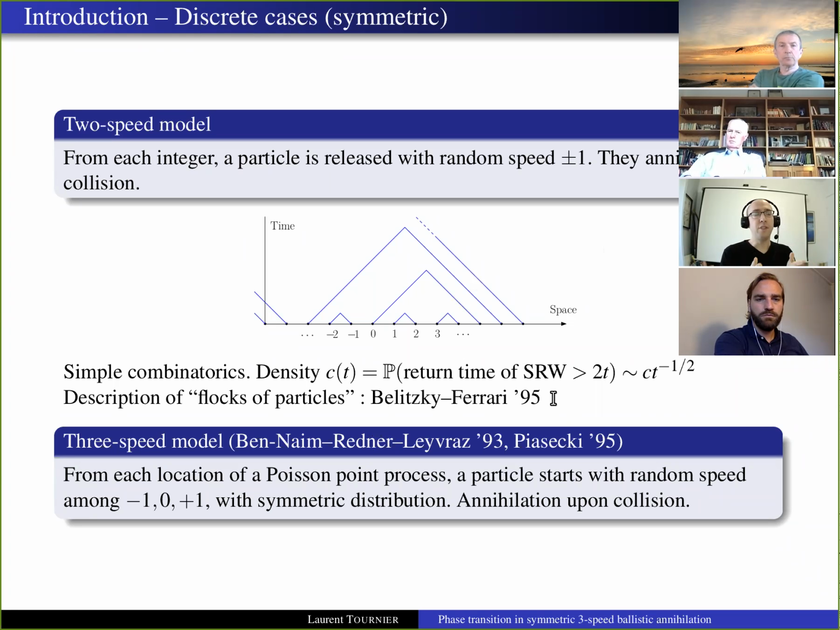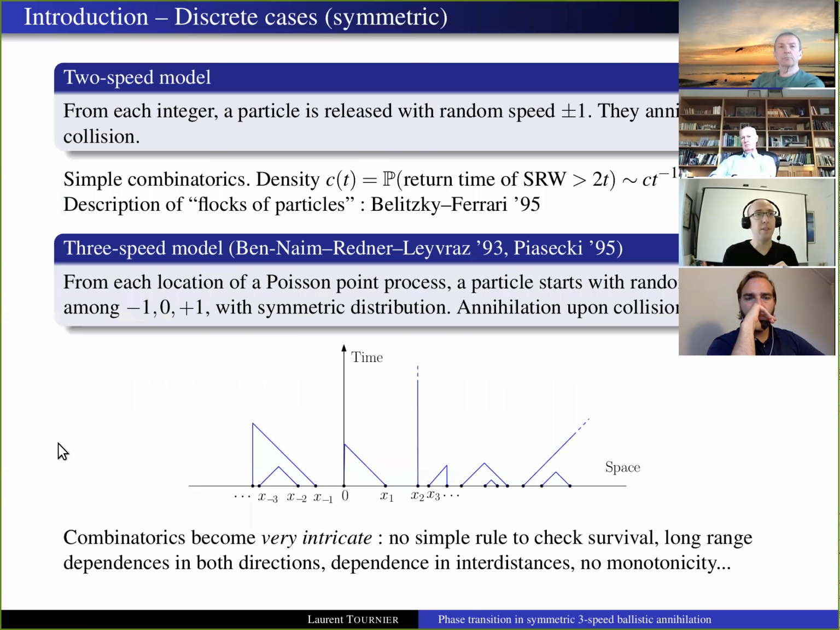But in this case, if you have only +1 and -1, and here I'm considering the symmetric case, you cannot have survivors. The first situation where you can have survival is if you consider 3 velocities. So now this is what it looks like. This was first defined by Ben-Naim, Redner, and Leyvraz in 1993, and by Piasecki in 1995.